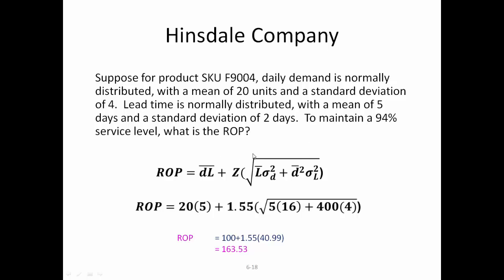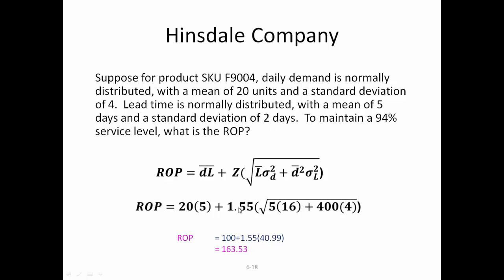We have all the information that we need. We know what the average demand and the average lead time are. The average demand is 20 units and the lead time is 5 days. We know that Z associated with 94% is 1.55. We have our mean lead time, which is 5. We have our standard deviation squared, which is our variance, 16. And then we do our average demand squared. Our average demand is 20, and 20 squared is 400. And the standard deviation of our lead time is 2. 2 times 2 is 4.